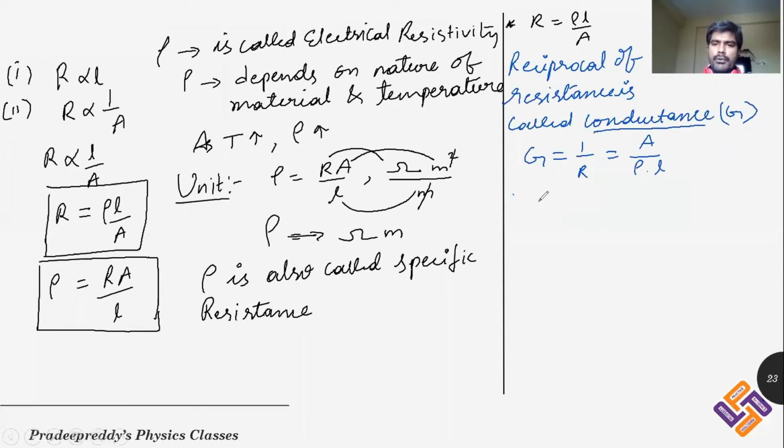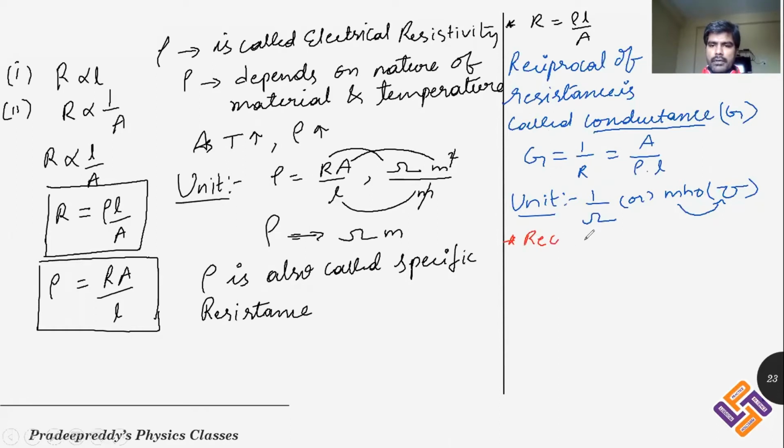And what about the unit of conductance? The unit of conductance is 1 by ohm, and 1 by ohm is called mho, or you can even write it reversely. The symbol of mho is this. OHM is ohm; you just need to reciprocal that. If you write OHM in reverse, it becomes MHO. So this is the technique which has been given by ohm. The reciprocal of resistance is conductance. The conductance unit is mho.